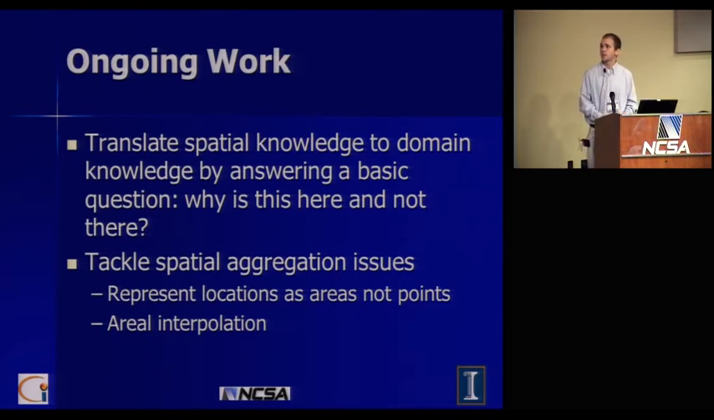So before Tim cuts me off, this is definitely the beginning, and one of the most interesting aspects for me at least is that we're translating spatial knowledge, the expertise that we have in how we look at space, to domain knowledge, to something that a domain scientist, such as a social scientist, can use. And really that ends up answering a very basic question. Why is this here and not there? Why is this highlighted? Why is this not highlighted? And then we have to go back to the data, and what we're trying to work on is sharing that through a map eventually within CyberGIS.